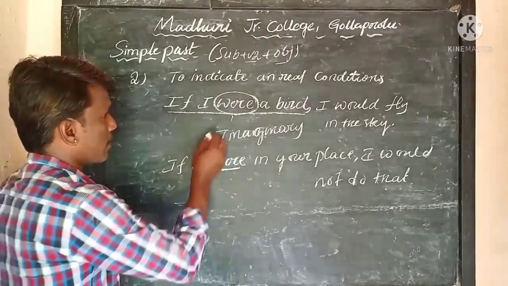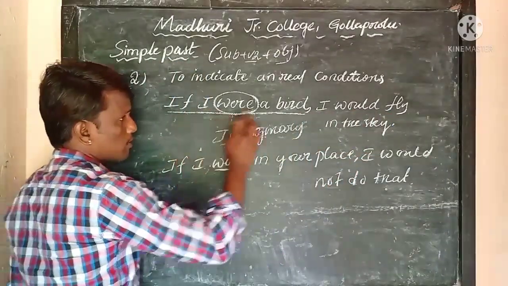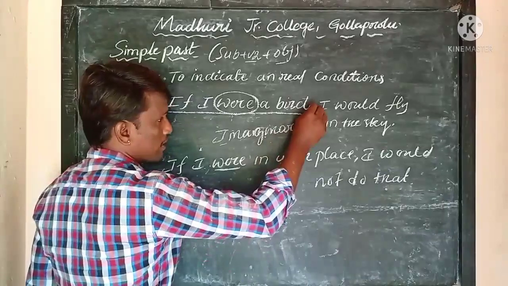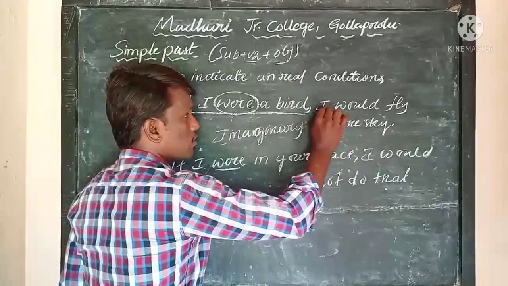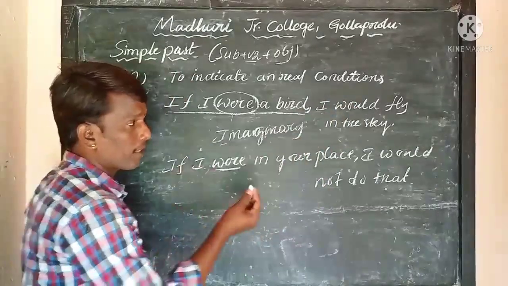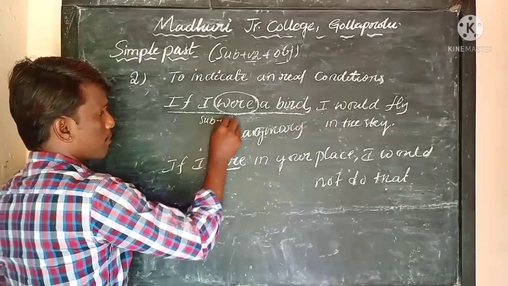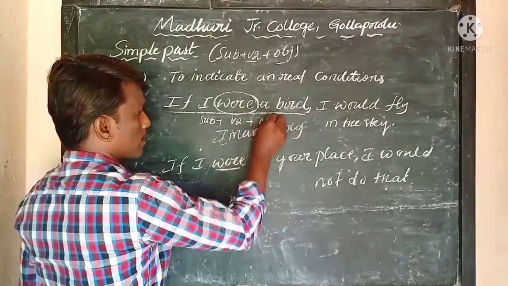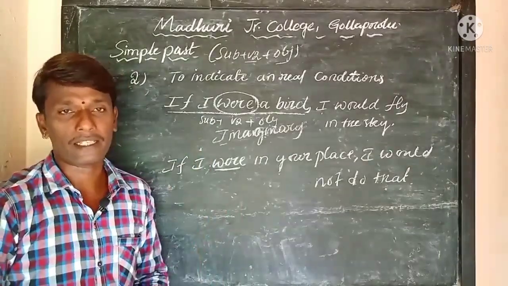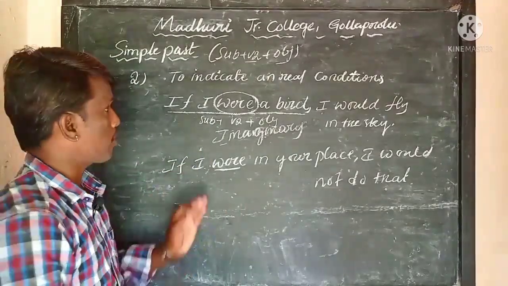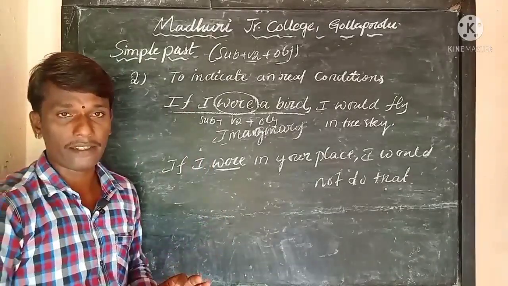The structure of the unreal conditional: this is the first clause and this one is the main clause. So a clause before the comma is a subordinate clause, whereas a clause after the comma is the main clause. The structure of the subordinate clause is subject plus V2 plus object. This is simply nothing but a simple past tense. Now let us talk about another thing that indicates simple past tense.